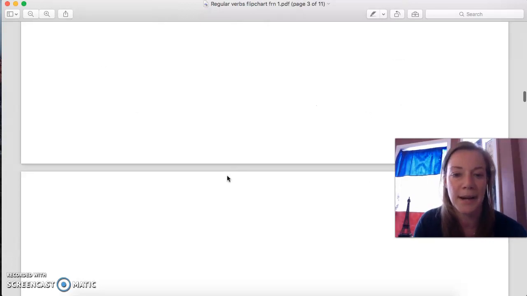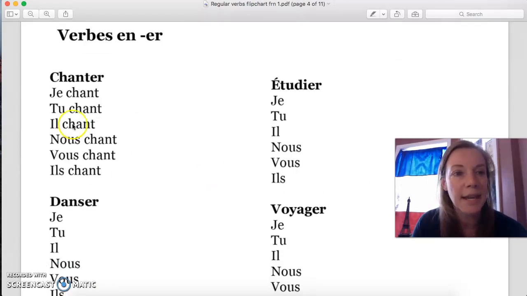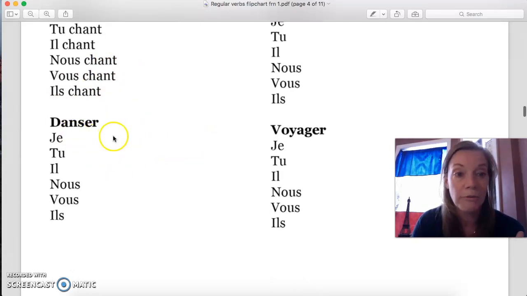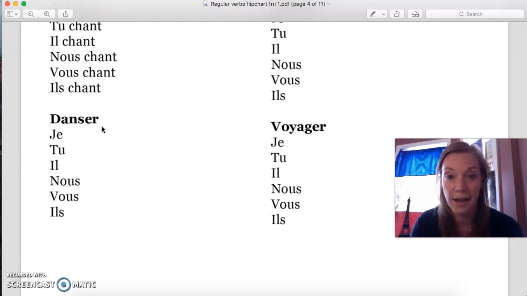Now here's the practice that I promised. So what you want to do is take a look at each of these regular ER verbs and fill in the verb conjugation. The first one I gave you the stem, you just have to write the endings. For the rest of them, just write the whole verb, cross off that ER, and then change the endings to what they need to be. And then you can practice conjugating your verbs with ER.